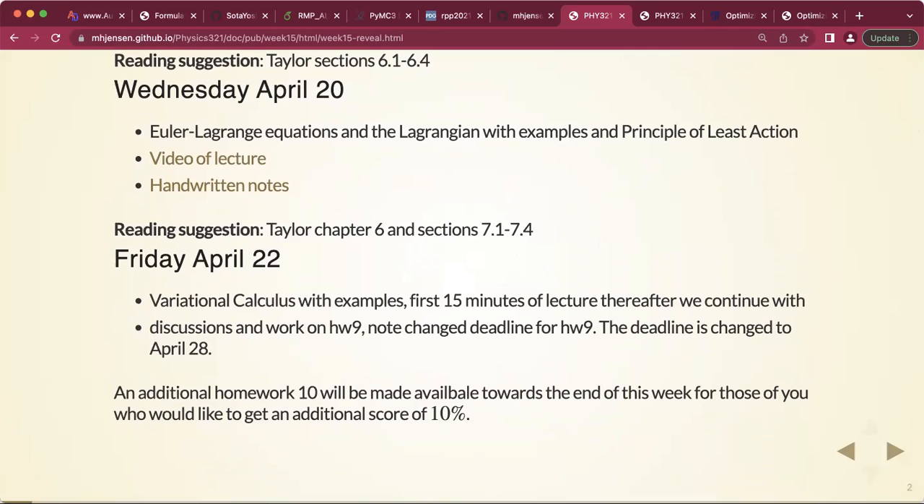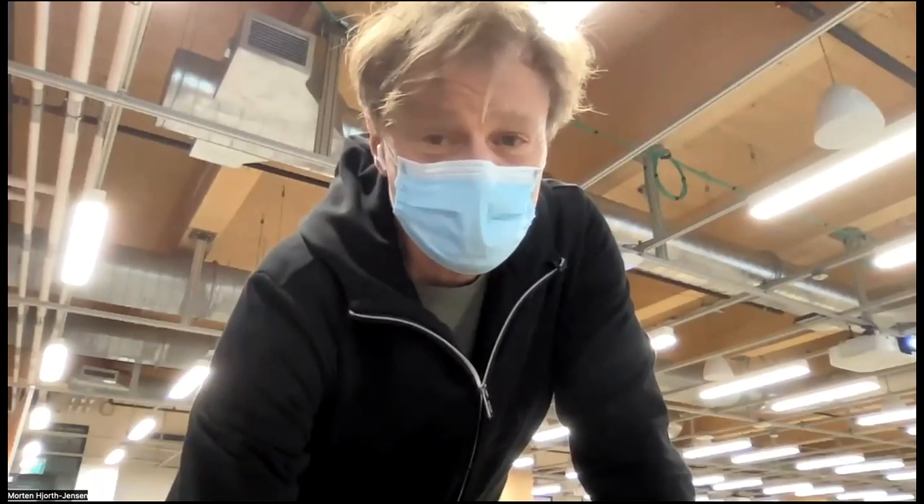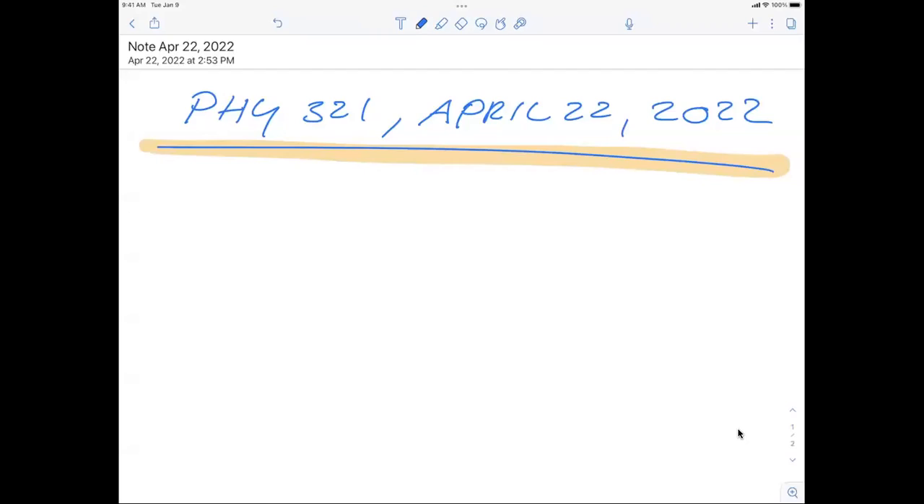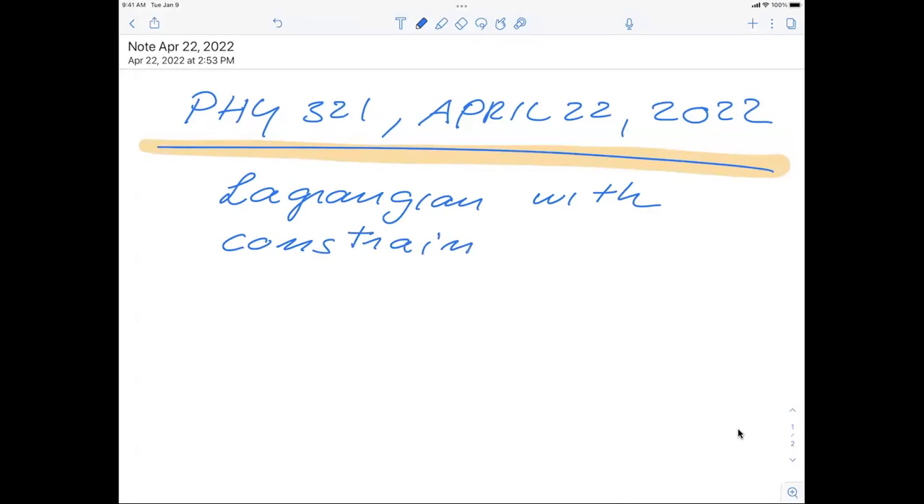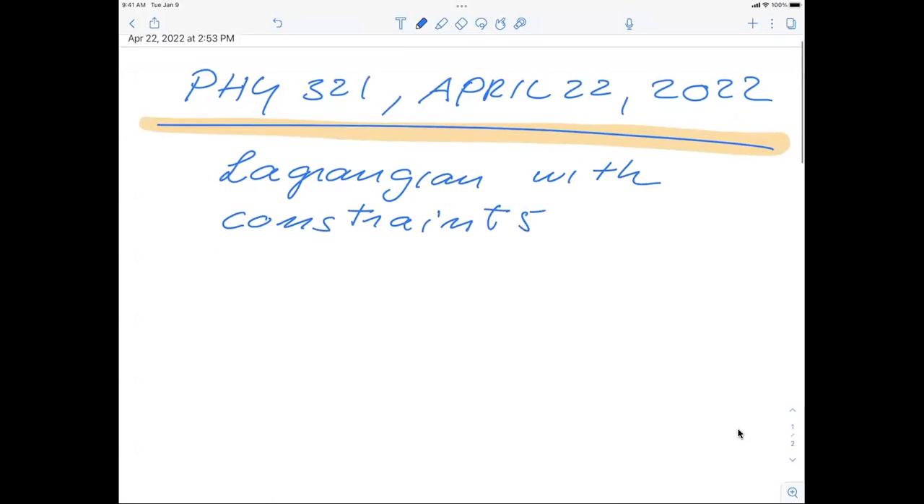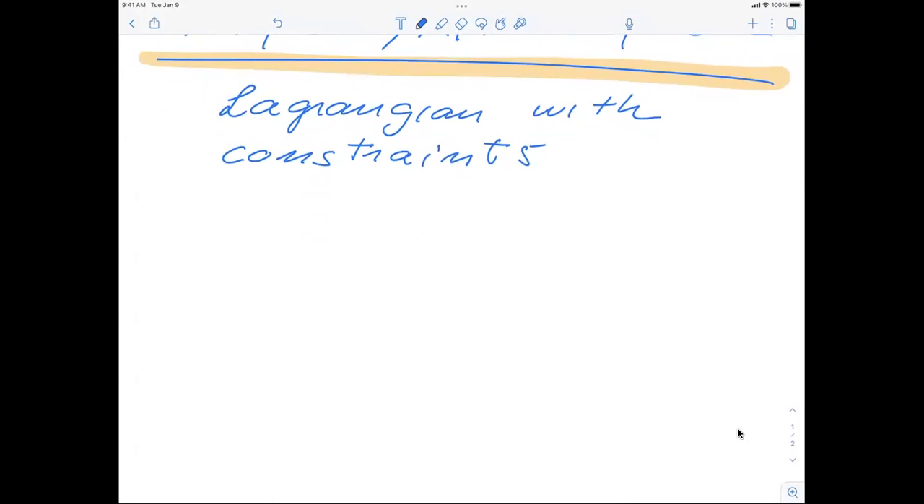If we now just switch to the whiteboard very quickly. On Monday, we looked at what we called Lagrangian calculus or variational calculus, Lagrangian with constraints. And this is a very interesting field, actually. You will see that it is very, very powerful, and it allows us to derive equations of motion just starting with kinetic and potential energy and a constraint on the system. I think that's pretty cool, actually.